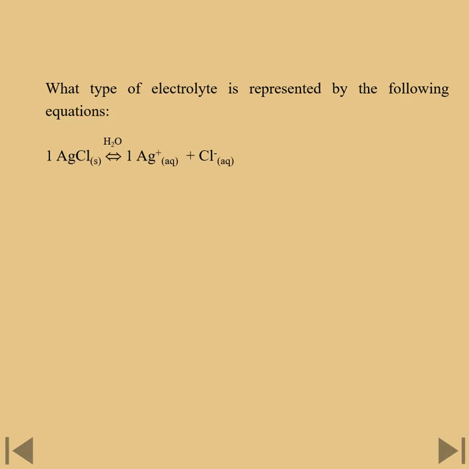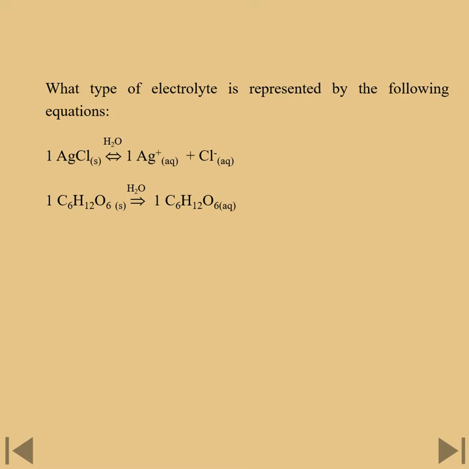What type of electrolyte is represented by the following equation? Well, the first thing we do is we look to see, are there ions? And there are. So to tell if it's strong or weak, we then look at the arrow, and the reversible arrow tells us weak. That reversible arrow means a limited amount of ions.